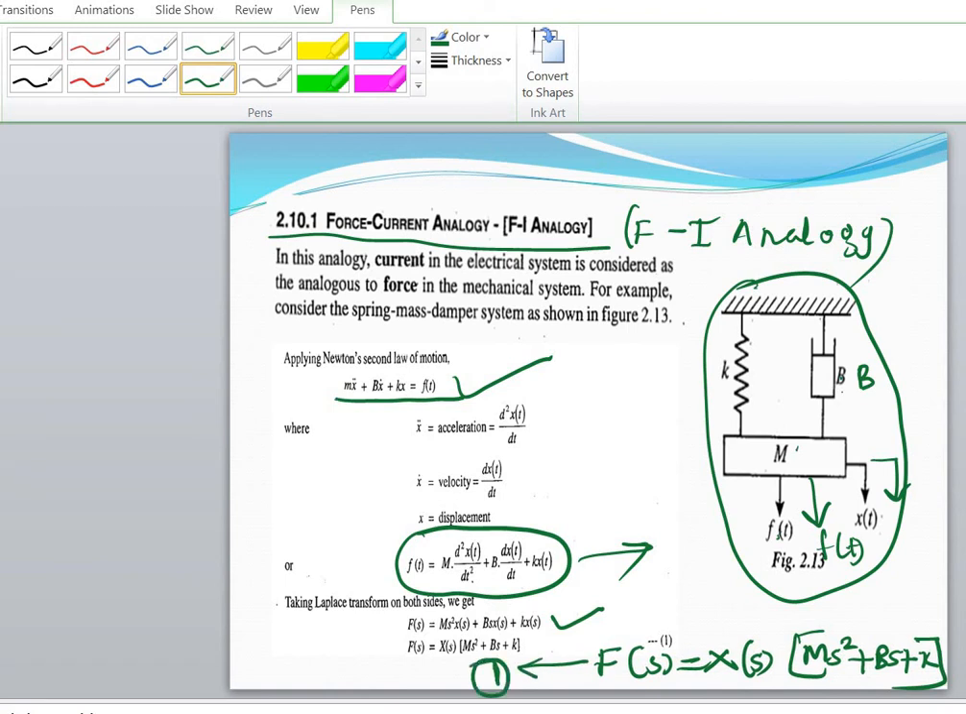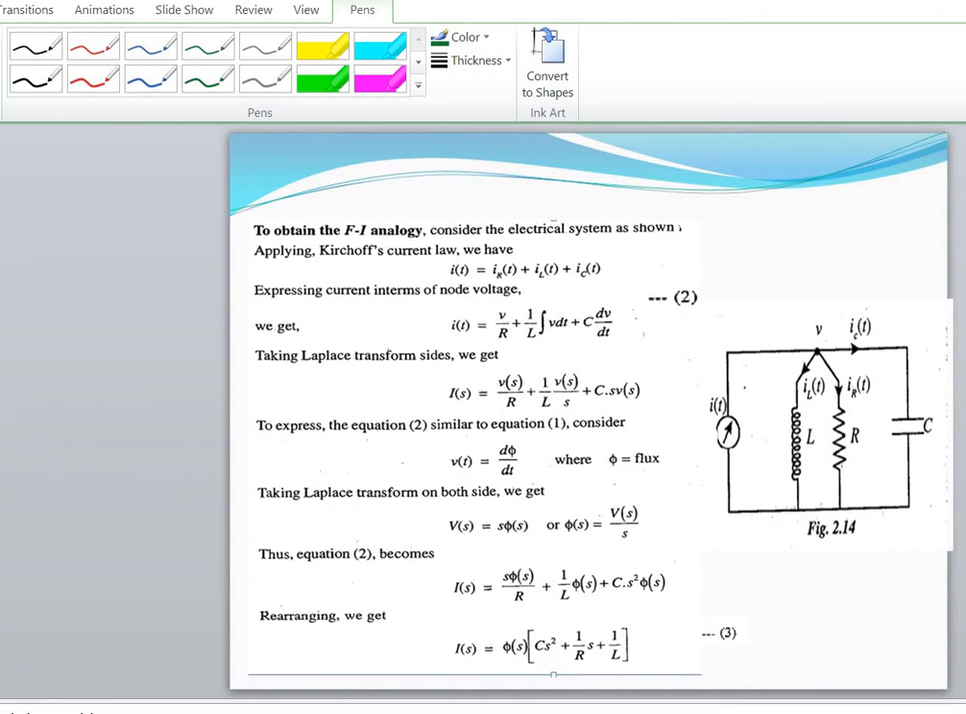Now going to the next slide. To obtain the Fi analogy, what is our aim? Our aim is to obtain the Fi analogy. To obtain it, consider the electrical system shown in this figure. Now applying Kirchhoff's law to this electrical network.